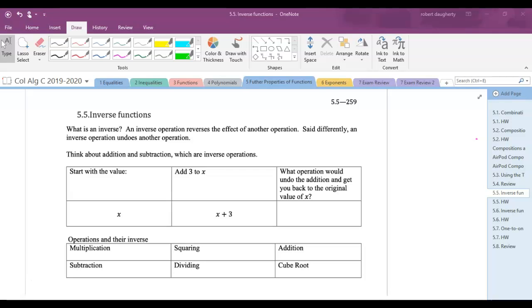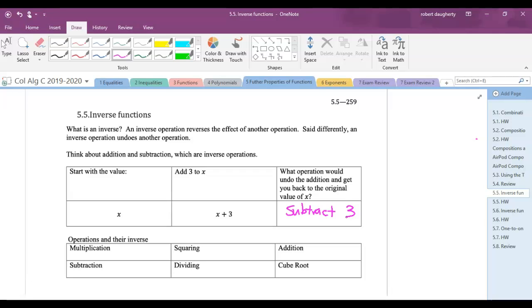Okay, so for example, if I started with an x, if I were to add 3 to x, I get x plus 3. What would I need to do to undo what I just did? Yeah, I would need to subtract 3. Okay, so to undo that operation, you would need to subtract 3. So what happens is, if I take x, what happens when I add 3 and subtract 3? Where do I end up?